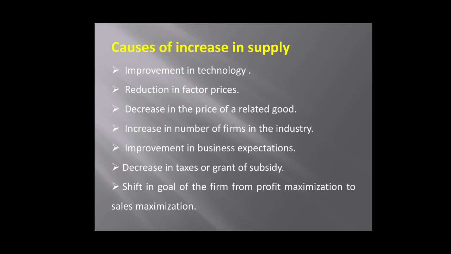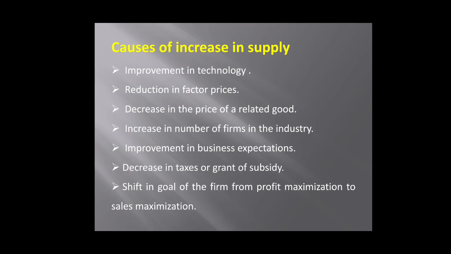One more important cause of rightward shift in the supply curve is an increase in the number of firms in the industry. An increase in the number of firms in the industry also leads to a rightward or upward shift in the supply curve. As more people decide to supply a good, the market supply increases even at the same price.